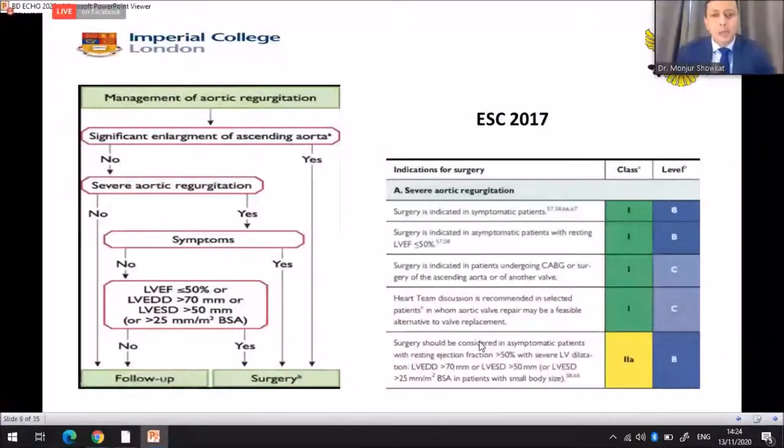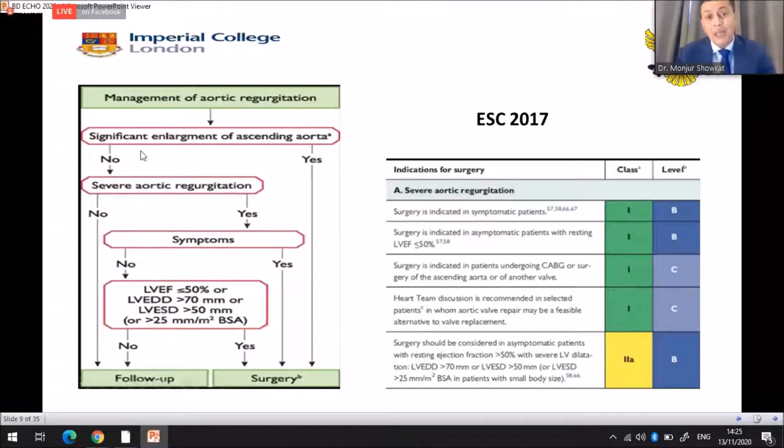So just before going to any kind of images, let's refresh our knowledge of what the European Society of Cardiology guideline says about the management of aortic regurgitation. You might ask me, why have you put this slide before showing any kind of images or any echo? The reason I put this slide at the very beginning is because when you start assessing a valve, at the end of the day, your focus would be: who are the patients with mild AR, who has moderate, who has severe, and who needs urgent surgery.